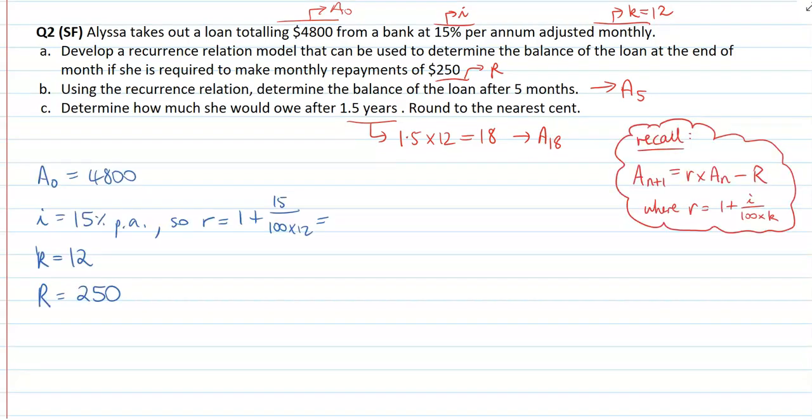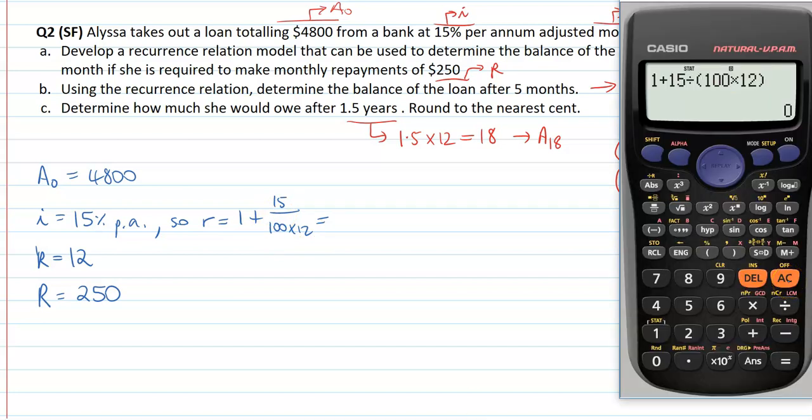After writing down all of my facts, which is a great habit, the first thing I need to work out is my interest rate, so the rate that gets applied to the balance. So remember that's 1 plus I over 100 by K. So in this case, I've got 15% over 100 by 12 compounding periods. And if I chuck that in my calculator, I get a little r value of 1.0125.